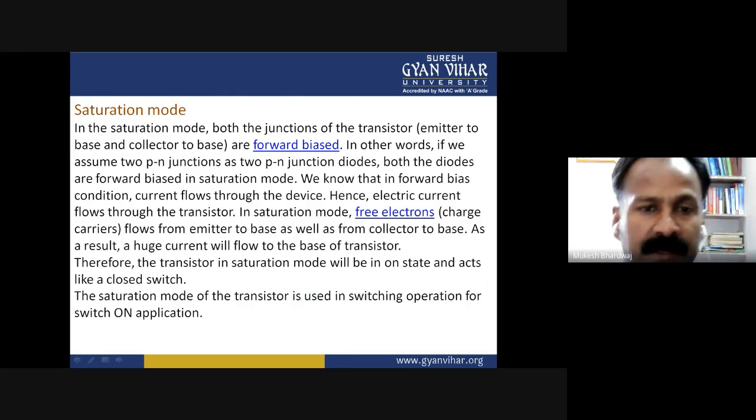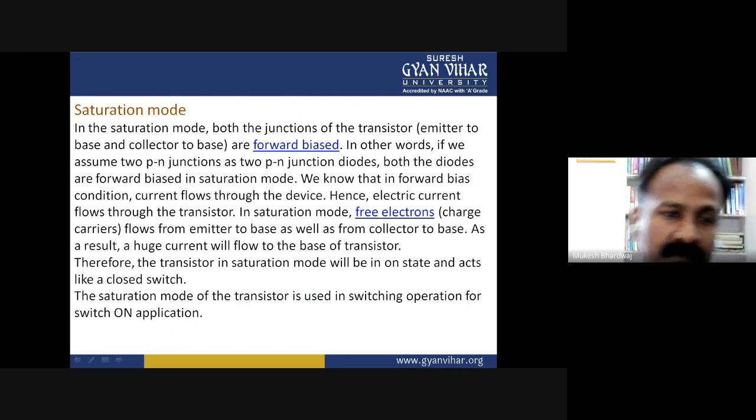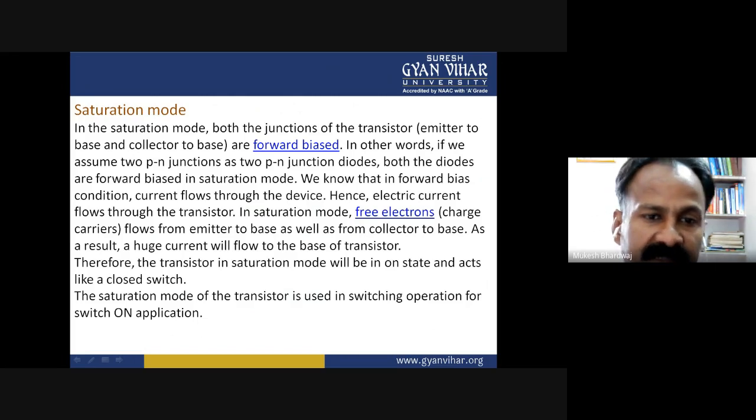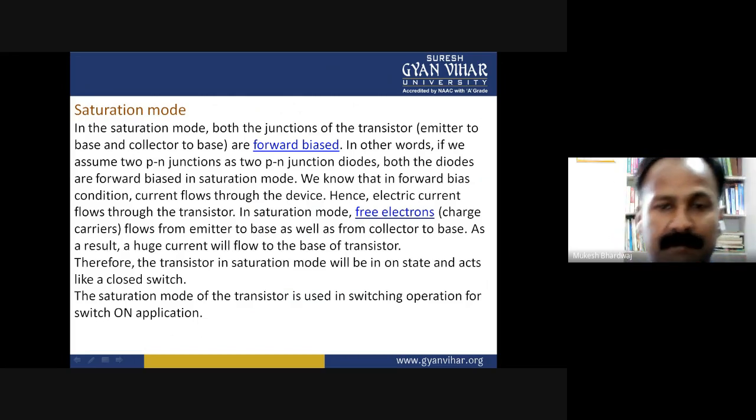We know that in forward bias condition, current flows through the device, hence electric current flows through the transistor. In saturation mode, free electrons, the charge carriers, flow from emitter to base as well as from collector to base. As a result, a huge current will flow to the base of a transistor. Therefore, the transistor in saturation mode will be in the on state and acts like a closed switch. The saturation mode of the transistor is used in switching operation for switching on applications.